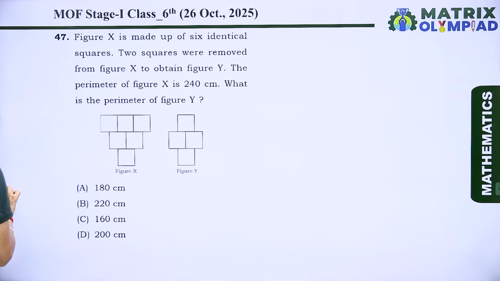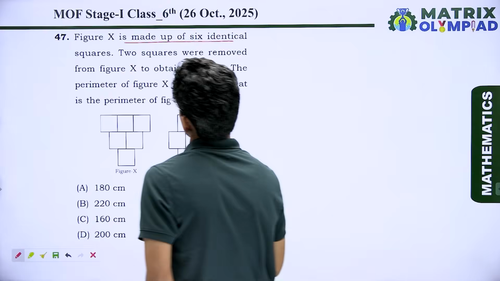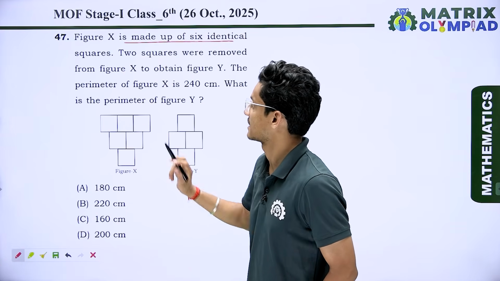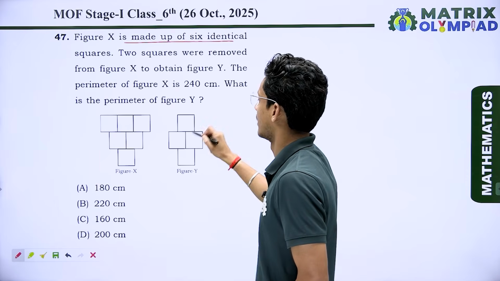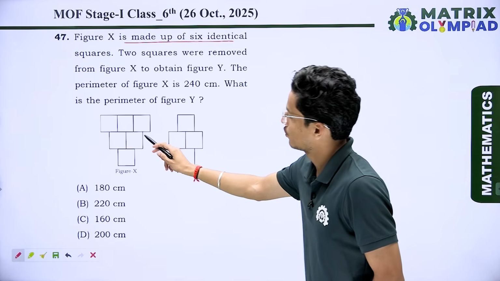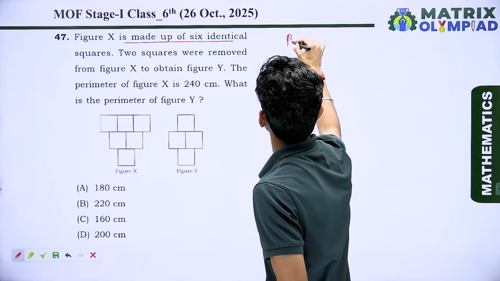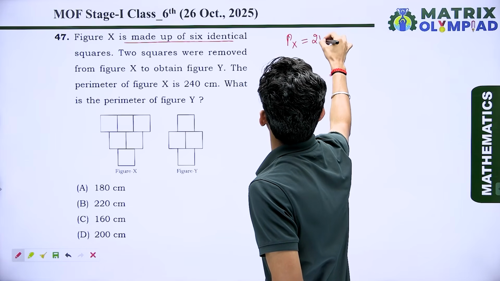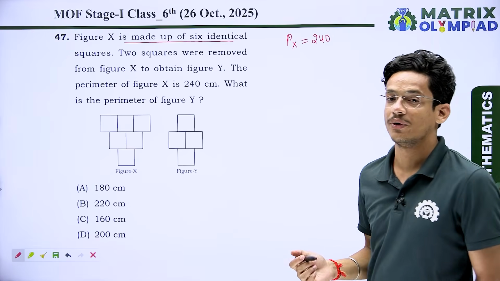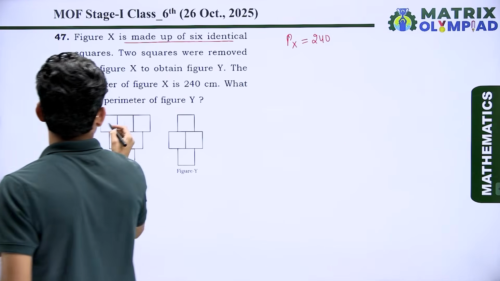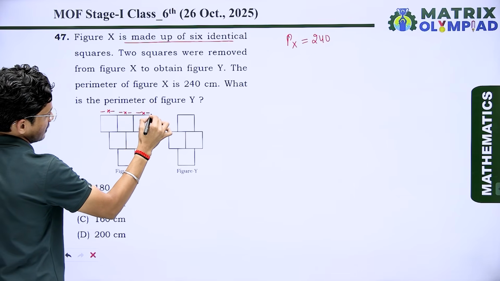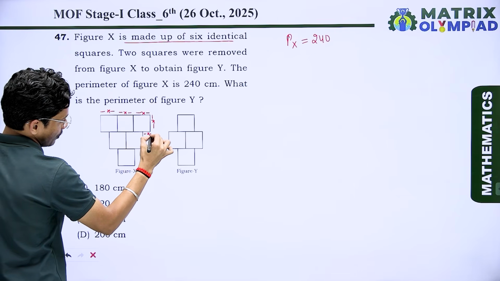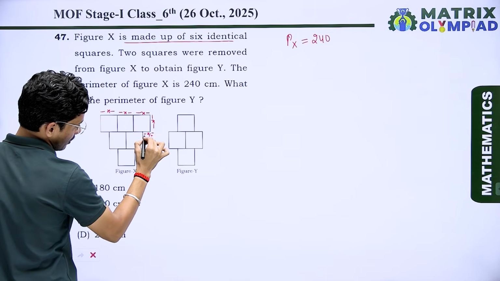So now the next question is: figure X made up of 6 identical squares. Here we have 1, 2, 3, 4, 5, 6 identical squares. 2 squares were removed from figure X to obtain figure Y. The perimeter of figure X is given as 240 centimeter. Then what is the perimeter of figure Y? So let's assume all these are identical squares with side X. This one is X, this one is X by 2 because this is the midpoint of this side. This is again X.